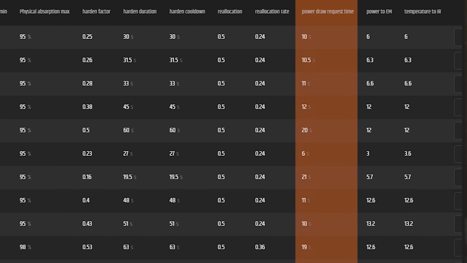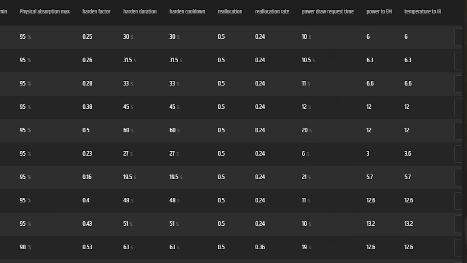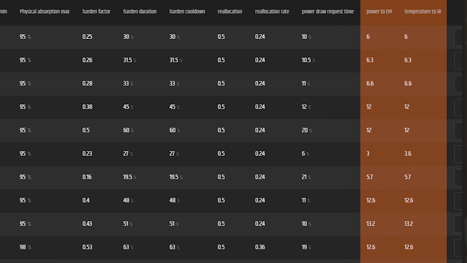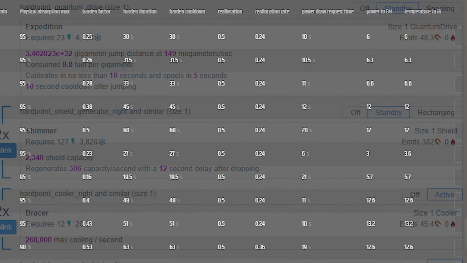Power draw request time is how long the shield generators take to be fully operational after being turned on following a shutdown, either by the player or by EMP strike, and should not be confused with shield regen rate. Power to EM is how much the shields contribute to your EM signal, with IR being the IR contribution. The lower the figure, the closer you need to be to your target to ping on their radar.